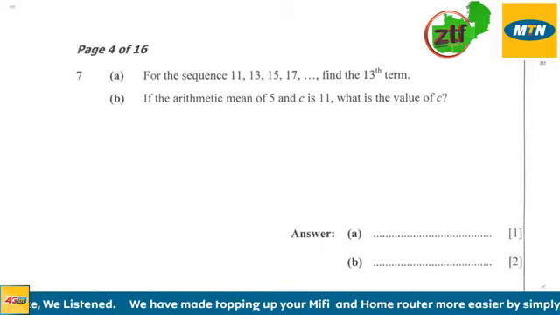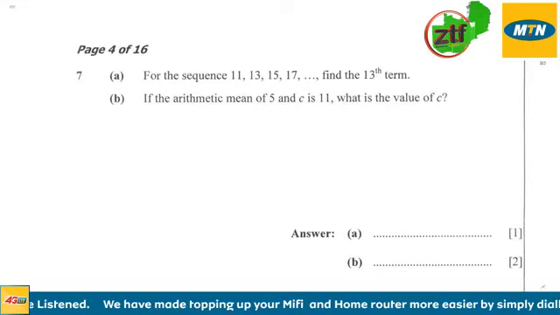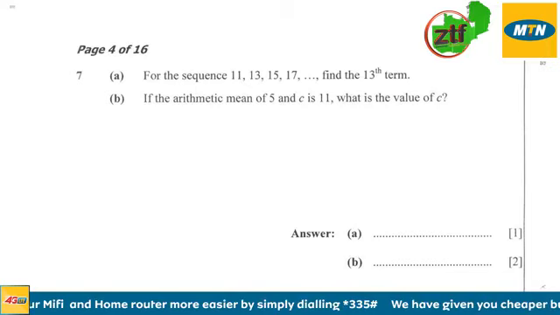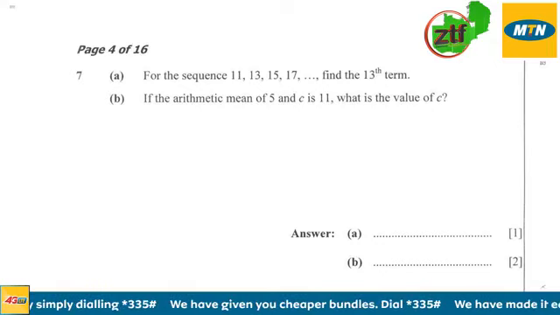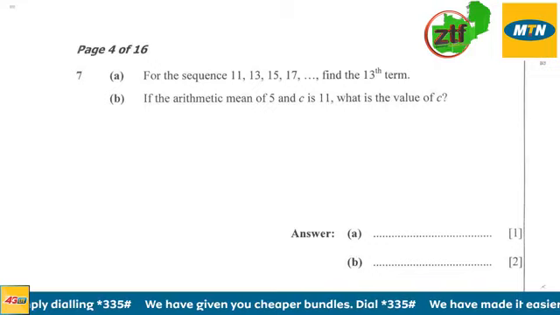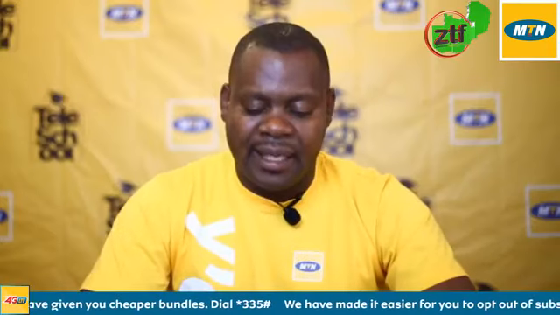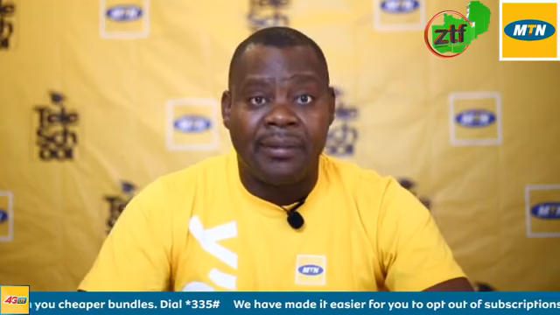Right. So question number 7 states, for the sequence 11, 13, 15, and 17, find the 13th term. This is question part A. We have the sequence 11, 13, 15, 17, and it continues. So already we have the terms 1, 2, 3, 4. We've been asked to find the 13th term of that sequence. How do we go about calculating the 13th term of that sequence?